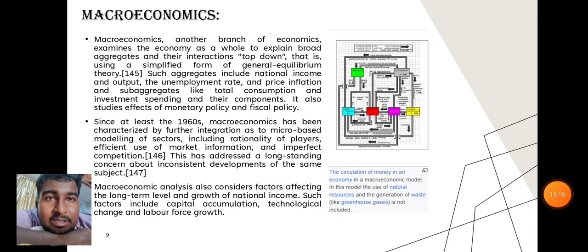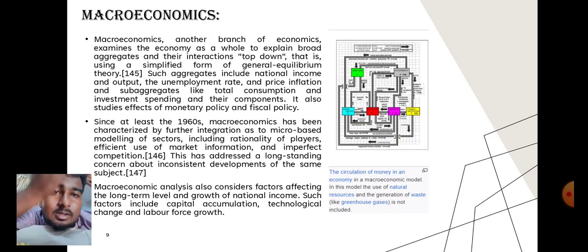Macroeconomics, another branch of economics, examines economies as a whole to explain broad aggregates and their interactions top down, that is, using a simplified form of general equilibrium theory. Such aggregates include national income and output, the unemployment rate and price inflation, and subaggregates like total consumption and investment spending and their components. It also studies effects of monetary policy and fiscal policy.